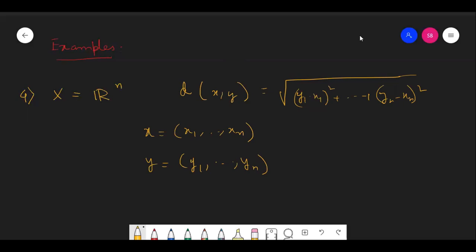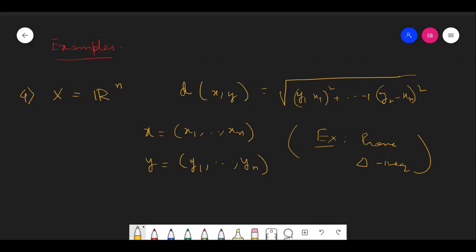Let me give a hint: to show the triangle inequality for general R power n, you need to use the Minkowski inequality. I think you should be comfortable with this, or just try Cauchy-Schwarz or something. You can do it. So just try it as an exercise. Prove the triangle inequality. Try to show that it satisfies the fourth condition for d to be a valid metric.